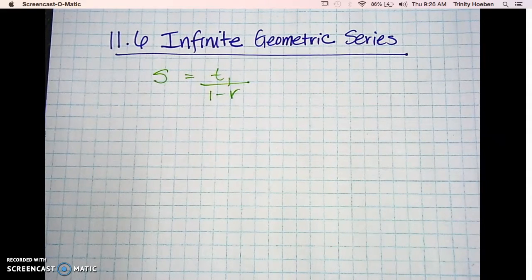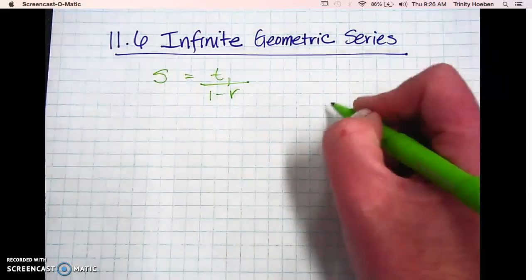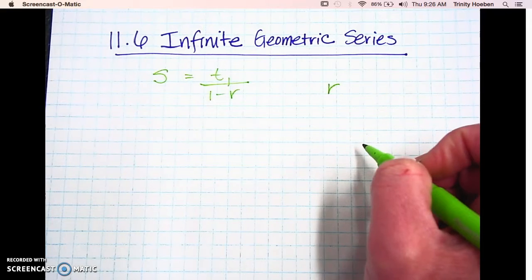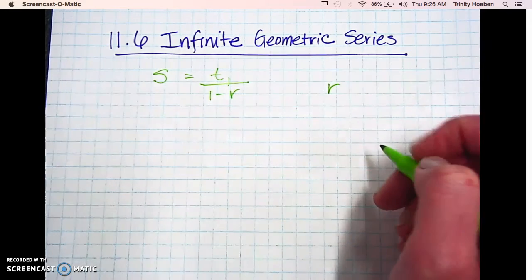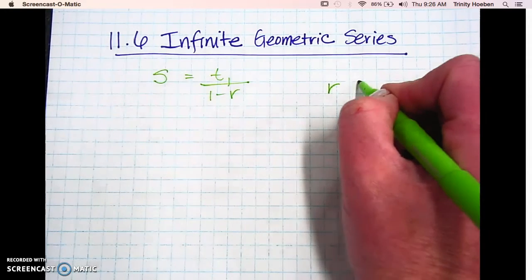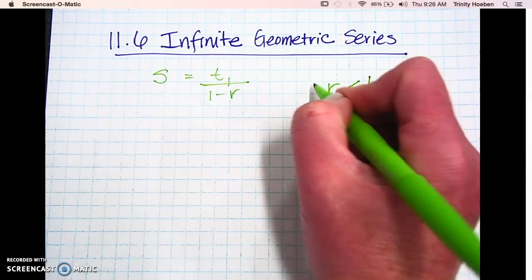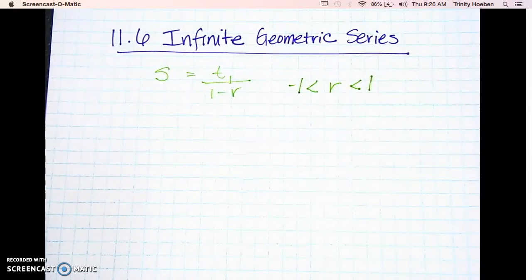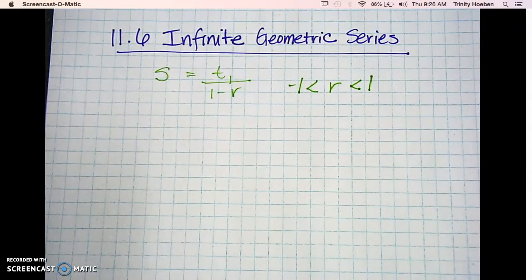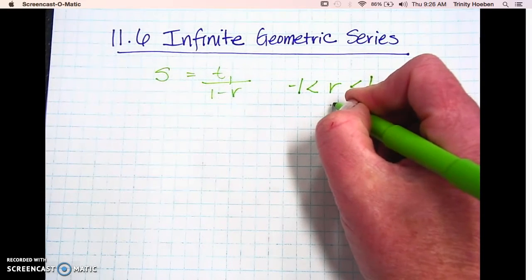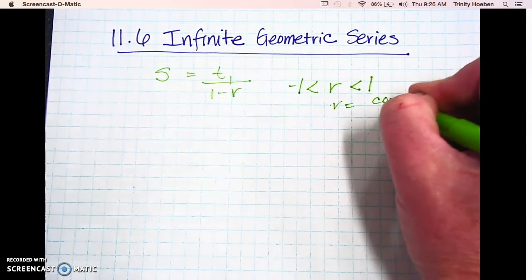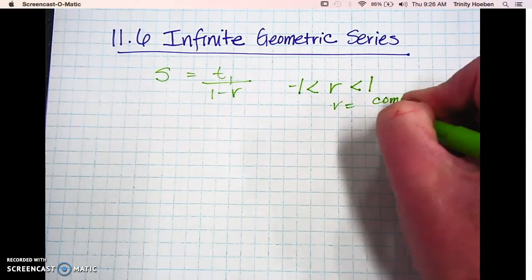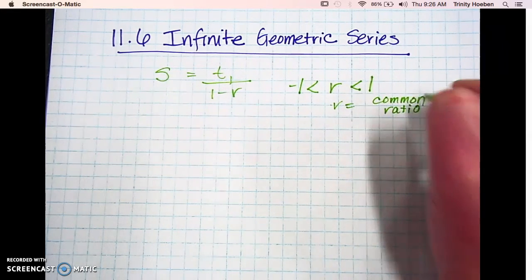The big stipulation on this one is that R, or whatever the rate or the ratio is, is going to need to be between 1 and -1. If it's outside of that, you're just going to say no sum, okay? So that R is just going to be the common ratio, and we'll practice getting one, but you guys already know how to do it.